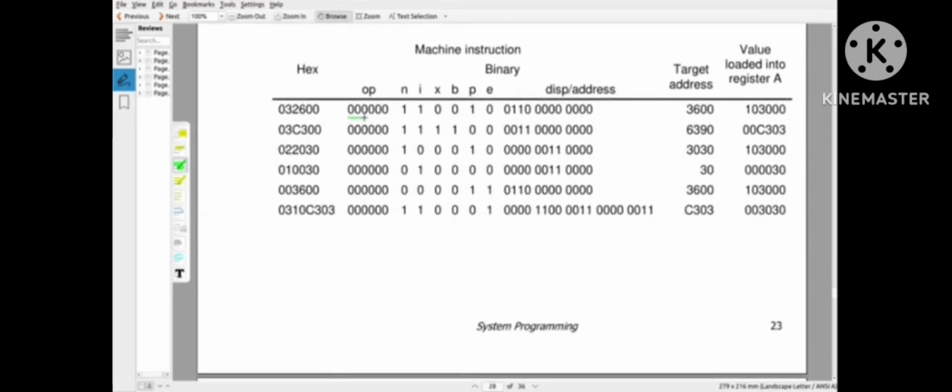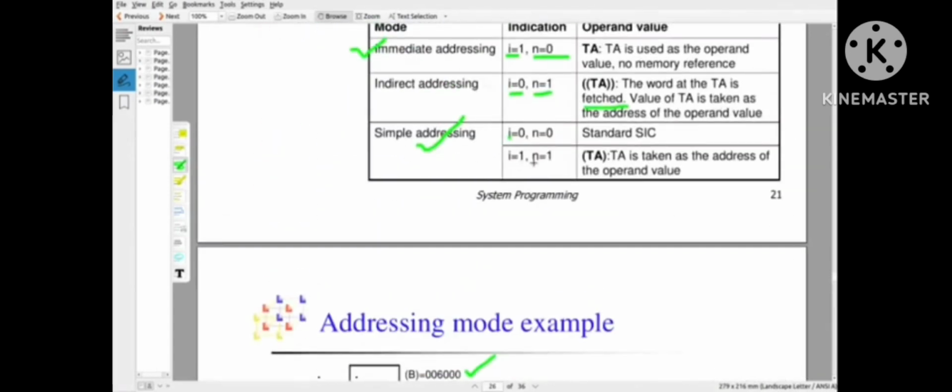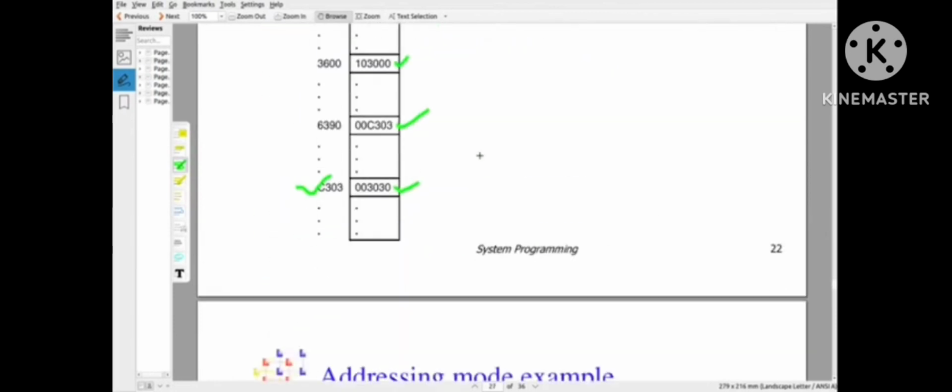Okay, so look at the first instruction. Here you can see that E is equal to 0. So if E is equal to 0, then it's a format 3 instruction. Then you can see the 12-bit displacement, the 6-bit opcode, and the 6-bit flag fields. Here you can see n is equal to 1 and I is equal to 1, which means it's a simple addressing mode. We have seen that if n is equal to 1 and I is equal to 1, it is a simple addressing mode.